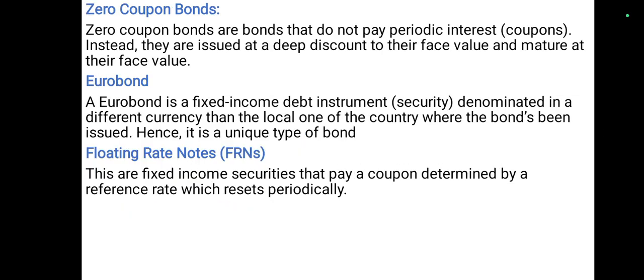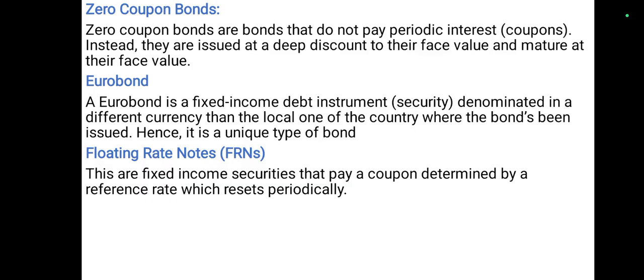Next, zero coupon bonds. Zero coupon bonds don't have any periodic interest. Instead, they are issued at a deep discount on their face value, and they mature at their face value. Zero coupon is nothing but no interest rate, no periodic payment of interest.